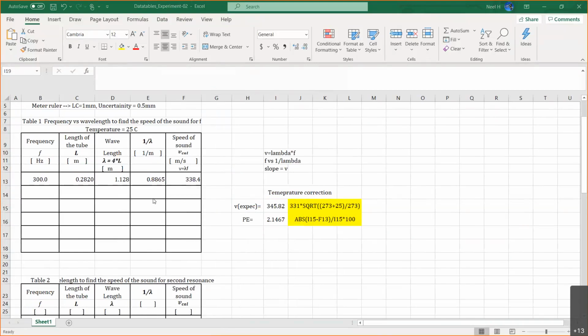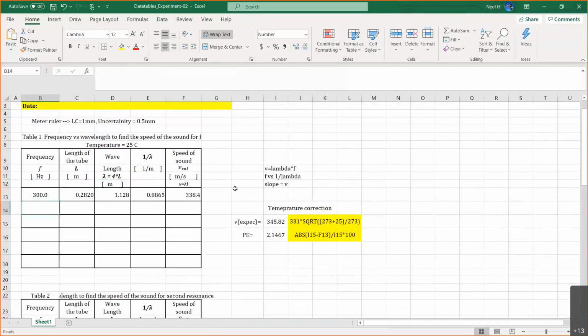Okay, now you can continue with the experiment, right? So now it's a very simple idea. Now let's continue. All we have to do is change the frequency and measure the length, but we are interested only in the first resonance mode, okay? And then you can include this information when you do the discussion part.